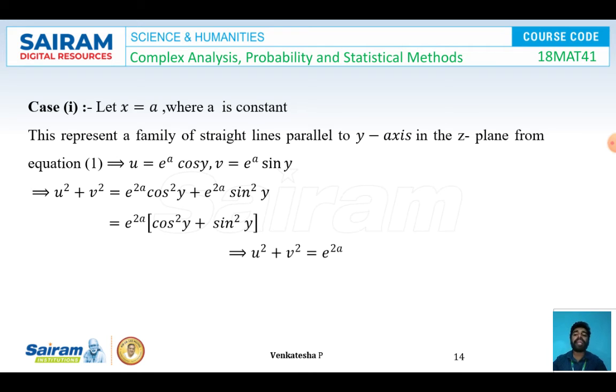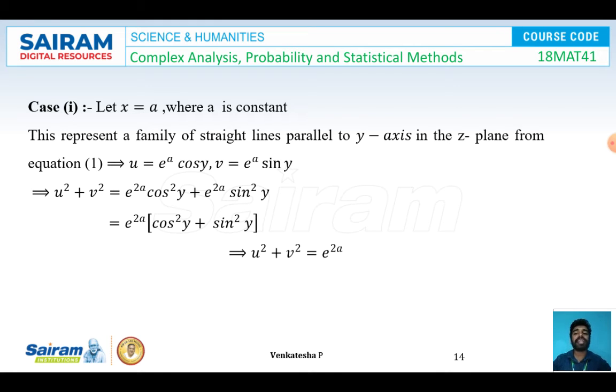So squaring and adding, I got e power 2a cos square y plus e power 2a sin square y. By taking e power 2a as a common factor, I got e power 2a into cos square y plus sin square y, and we know that cos square y plus sin square y is 1. So I got the equation u square plus v square is equal to e power 2a. This is in the form of x square plus y square is equal to r square. Hence we can say that u square plus v square is equal to e power 2a is a circle of radius e power a and center at origin.